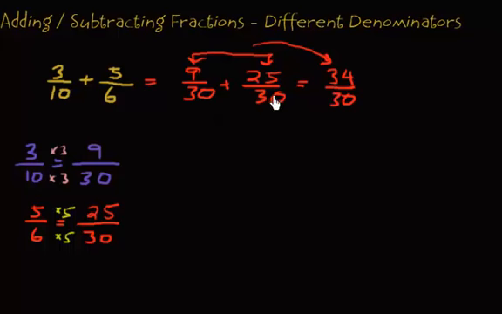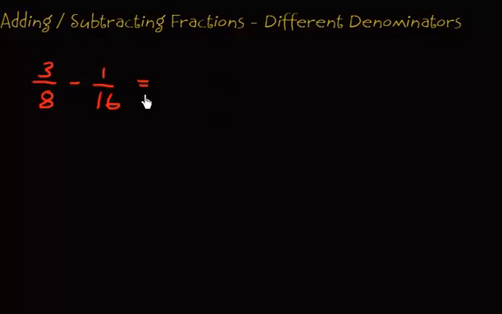So let's go ahead and try another example. In this example, we're going to do 3 over 8 minus 1 over 16. We're going to go down to the bottom and write our fractions out: 3 over 8 and 1 over 16. Now we have to figure out our common denominator. What is the least common multiple of 8 and 16? The multiples of 8 are 8, 16, 24, and so on. So actually 16 is our common denominator.